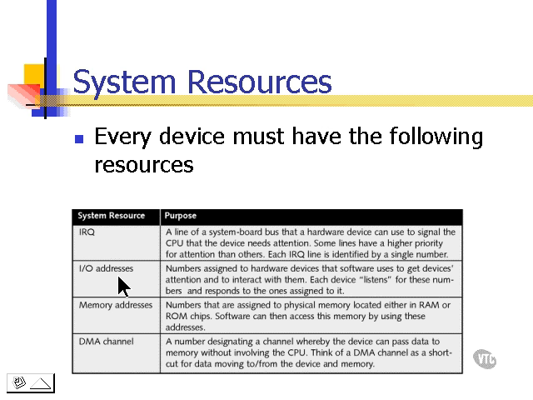Another system resource is an I/O address, or an input-output address. This is a special number assigned to a hardware device that the software will use to get that device's attention. Each device will listen on its I/O address.